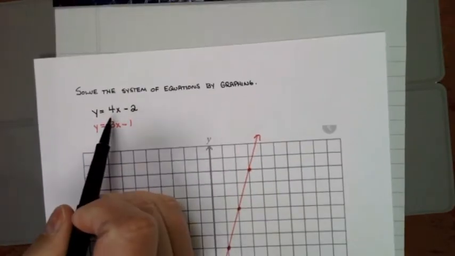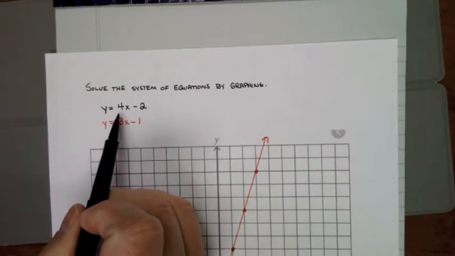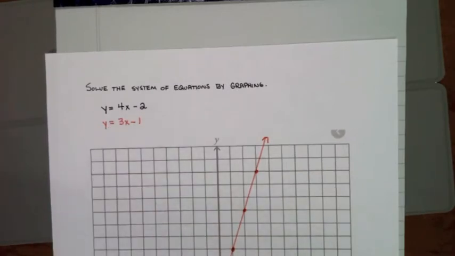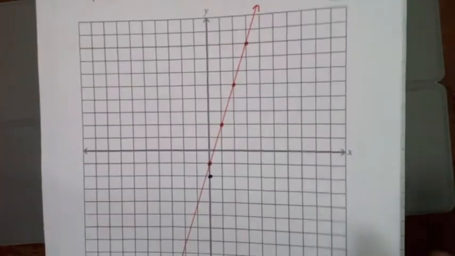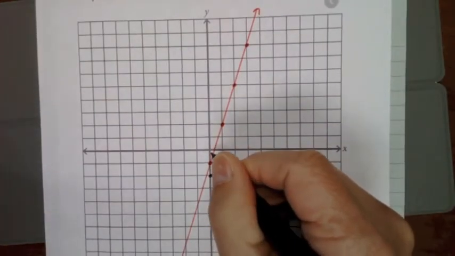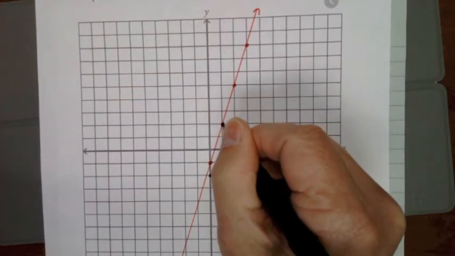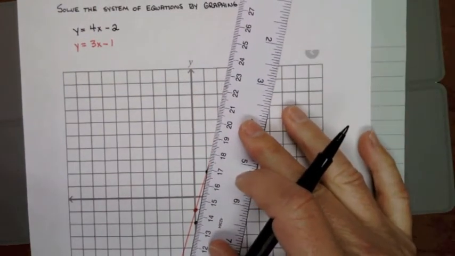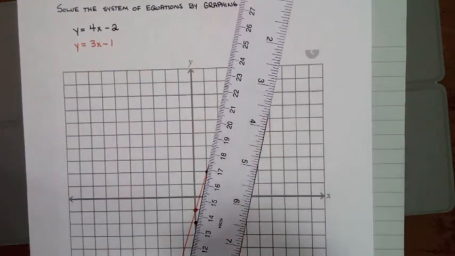Then I'm going to use my slope. My slope is 4. 4 written as a fraction is 4 over 1. That's telling me to go up 4 over 1. So we're going to do that from this point right here. 1, 2, 3, 4 over 1. Since I already have a point that they intersect, I'm going to go ahead and draw that line as well.